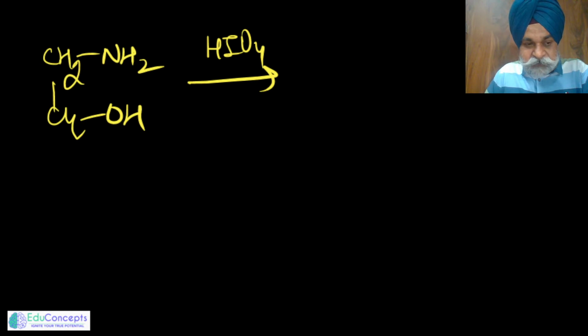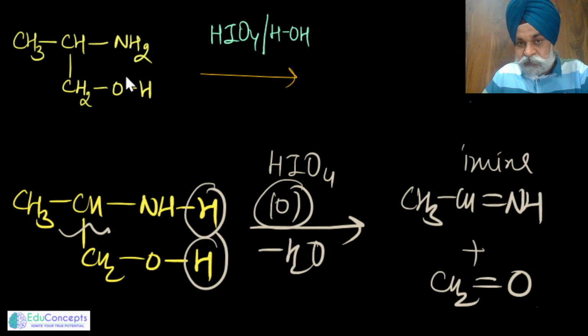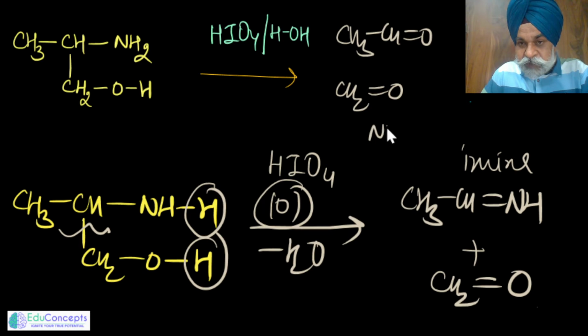So what trick or tip you have to remember: what starting material do we have in this case, and what is the final product which we received? We received formaldehyde, acetaldehyde. One is formaldehyde along with ammonia. These are the three things which we have received in this particular reaction.